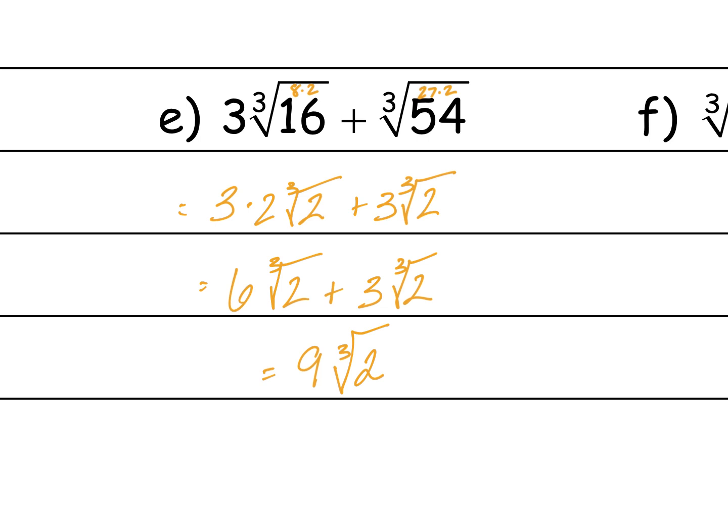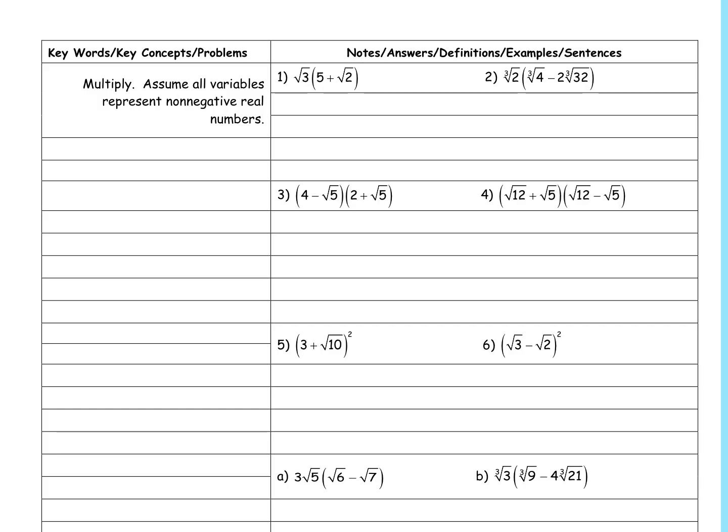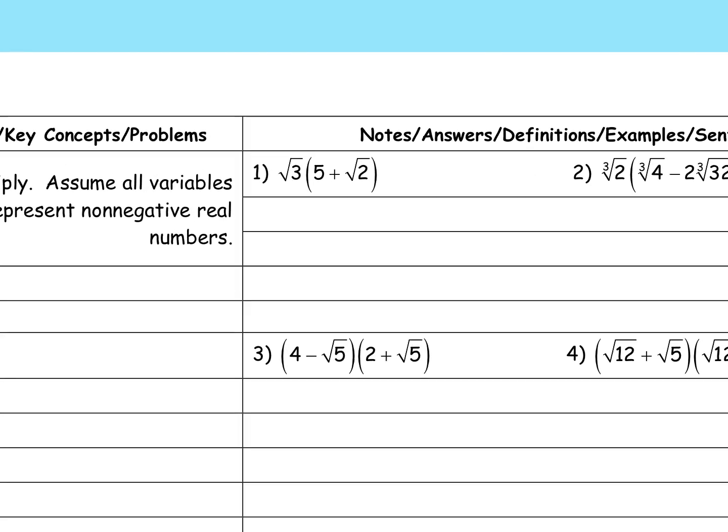Any questions so far? Okay. And then F should be, let's see, the cubed root of 27 is 3 minus 5, and the cubed root of 8 is 2, so that's 3 minus 10, or negative 7. Any questions? Not too bad so far? Awesome sauce. Okay, next. Now we're going to multiply, so we're going to do the same thing, only we're going to multiply.